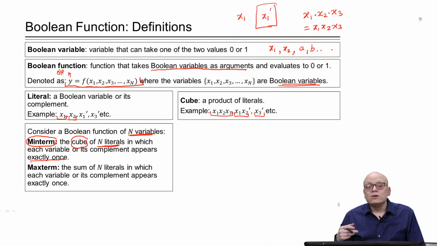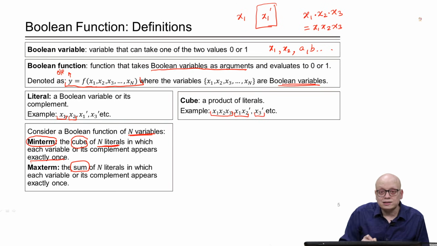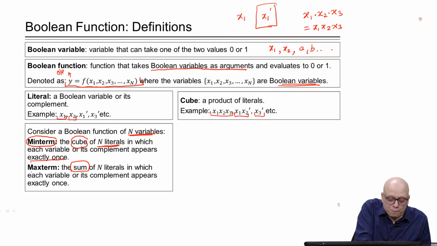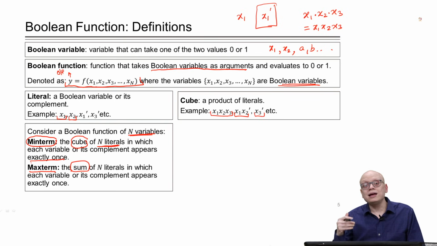Similarly, instead of the product or AND operation, if we take the sum of n literals for a Boolean function of n variables, then we get a maxterm. Again, in a maxterm, all the n variables should appear either as a variable or in its complemented form. Let us take an example to understand this.